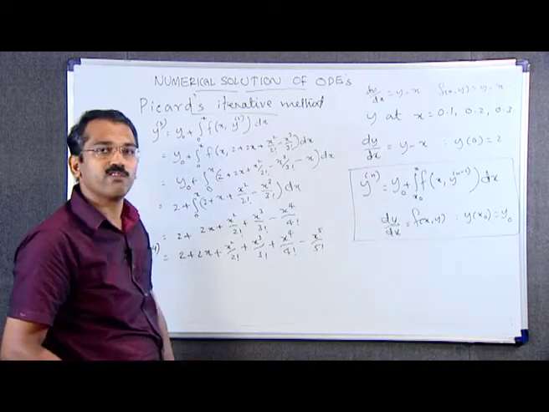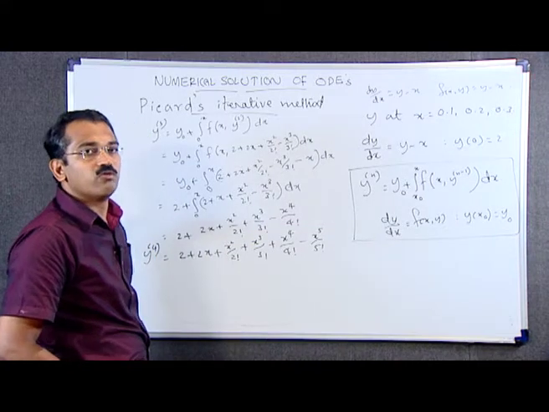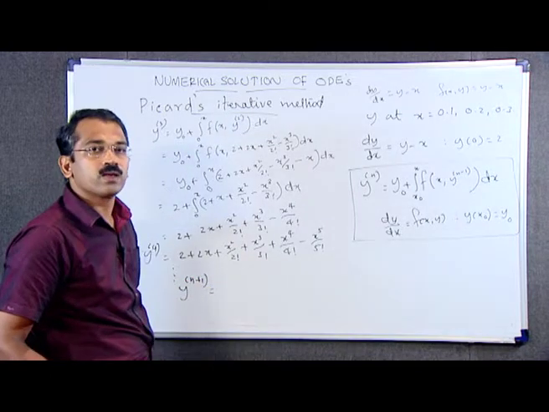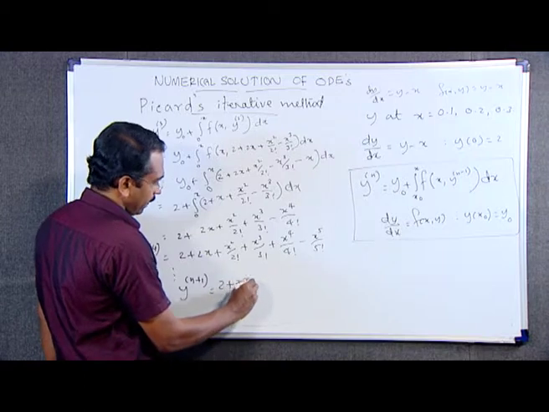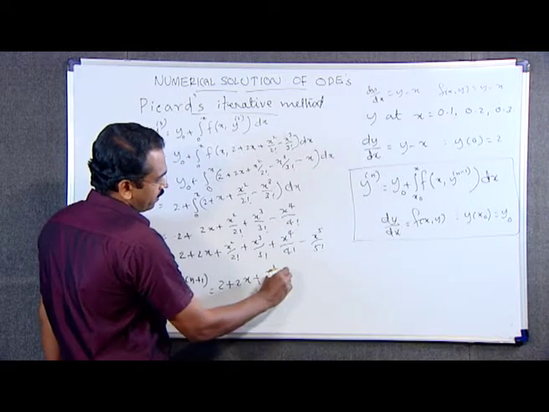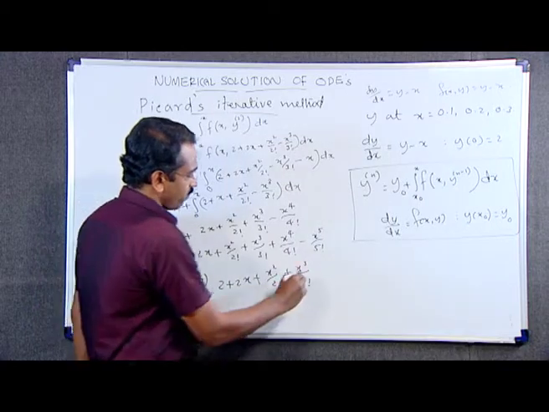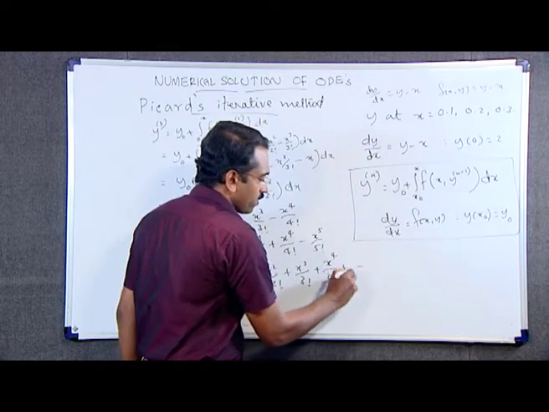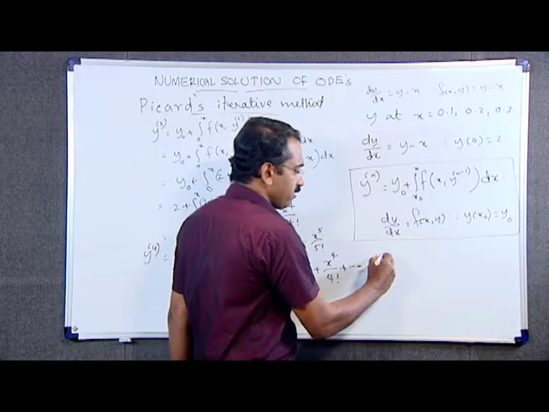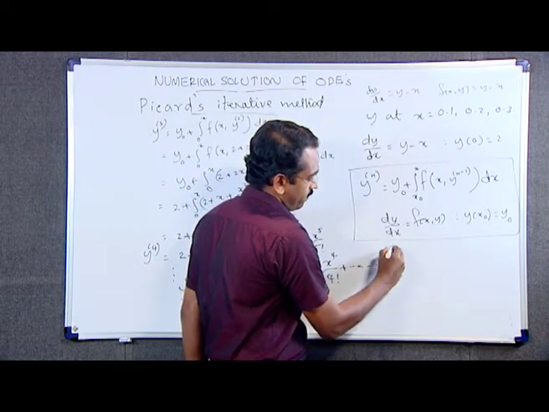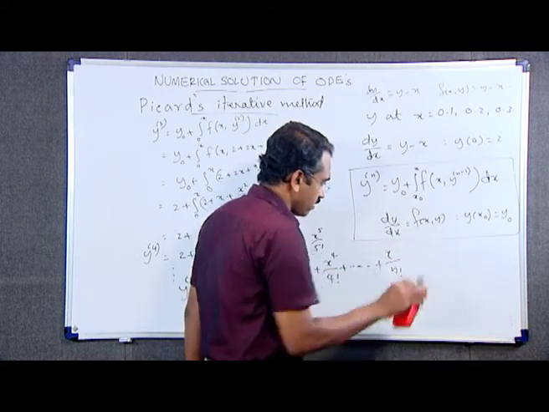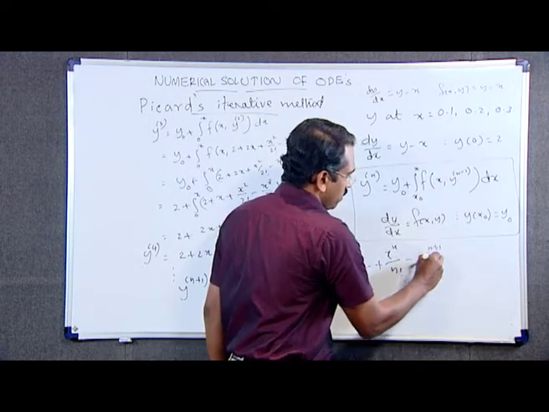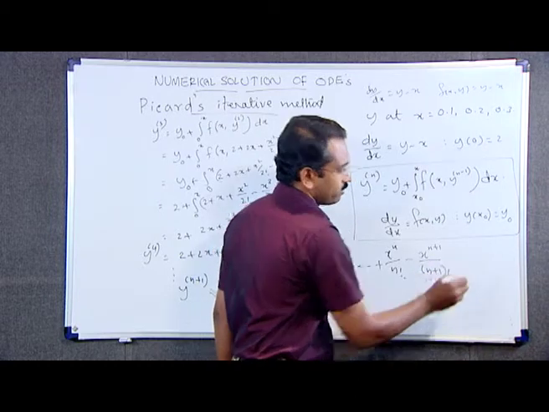Proceeding like this, after n plus 1 iterations, we can write y n plus 1 as 2 plus 2x plus x square by 2 factorial plus x cube by 3 factorial plus x raised to 4 by 4 factorial etcetera, plus x raised to n by n factorial, minus x raised to n plus 1 divided by n plus 1 factorial.